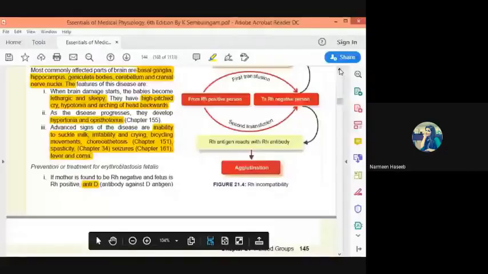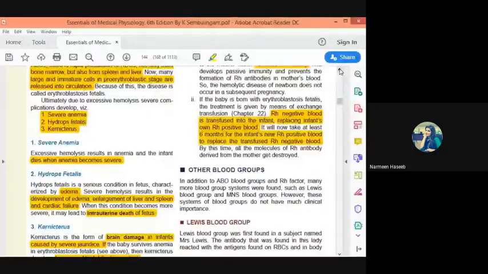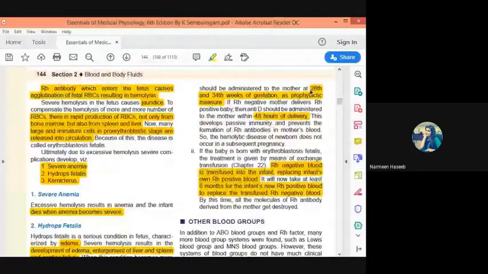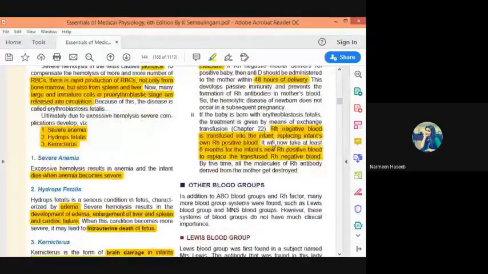And how do you treat it? You are going to treat it with anti-D injection. If the baby is not born, then within the time span of 28 to 34 weeks gestation, and if the baby is born, right within 48 hours of delivery, and if the baby is born with erythroblastosis fetalis, you are going to transfuse the blood of that baby.